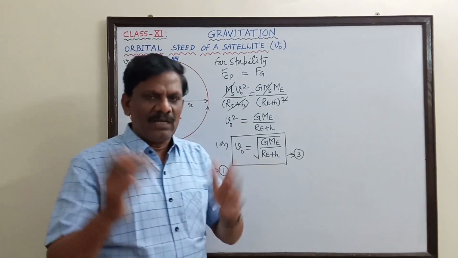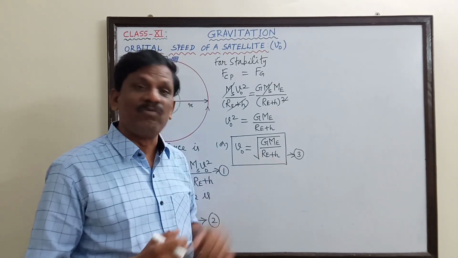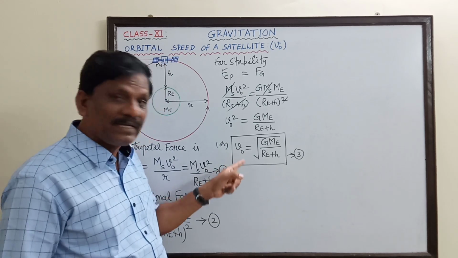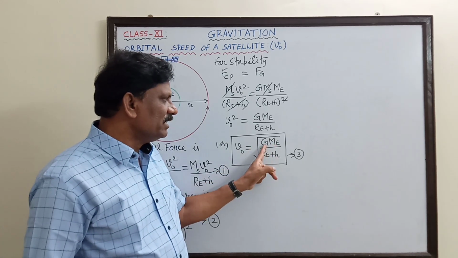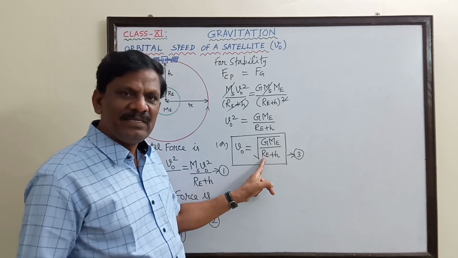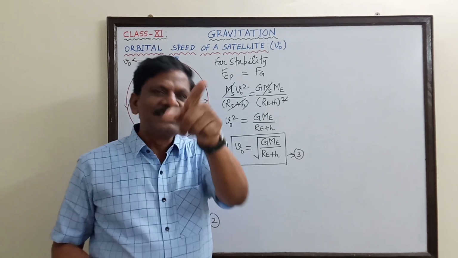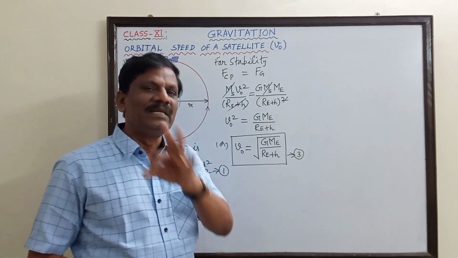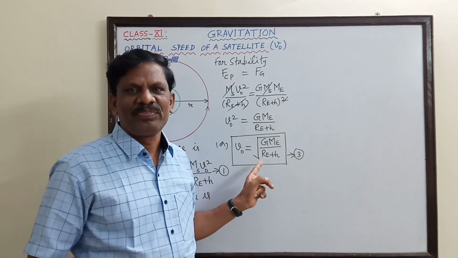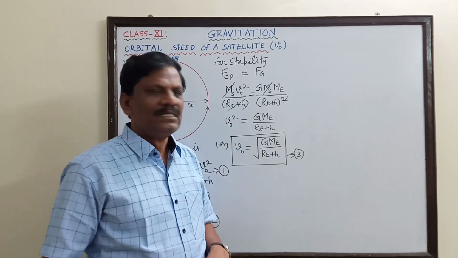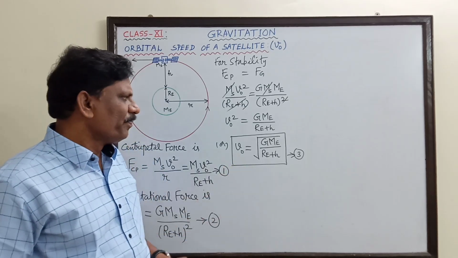Now I will recall. In escape speed also, terms are there inside the square root. Here also 4 terms are there. What are the 4 terms here? V orbital is what? GME by Re plus H. G one term, ME is second term, Re is third term, H is the fourth term. Isn't that? Whereas in escape speed, 3 terms are in the numerator itself: 2GM by R. Keep it in mind. So 3 terms were there in the numerator. Here only 2 terms.